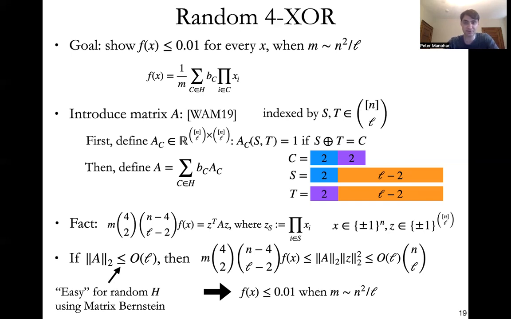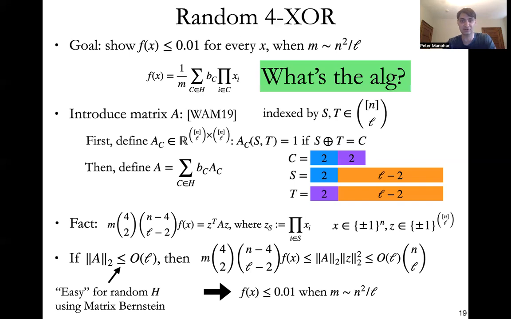So at this point, you might feel a little confused because I promised a refutation algorithm. I have yet to tell you what the algorithm is. So what's the algorithm here? Well, it's pretty simple to actually read off from this slide. Given the 4XOR instance, we just construct this matrix A, compute its spectral norm, rearrange these terms in this inequality, and we'll get an upper bound on f of x that will be true for any 4XOR instance.